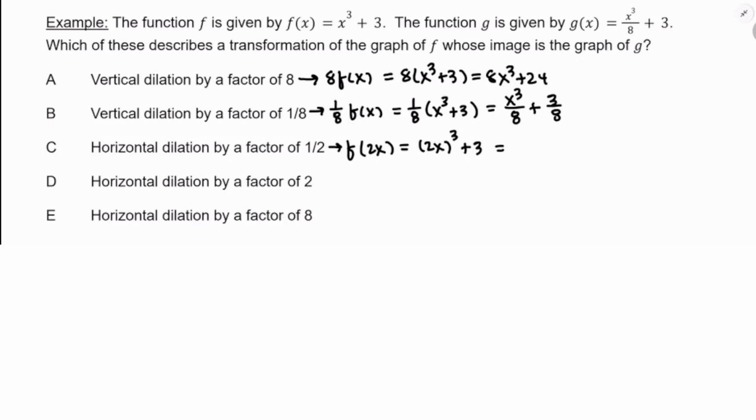Replace x with 2x in parentheses. Now if I take 2x to the third power, that would be 3 2's and 3 x's. So that would be 8x to the 3 plus 3. That's still not what we have.